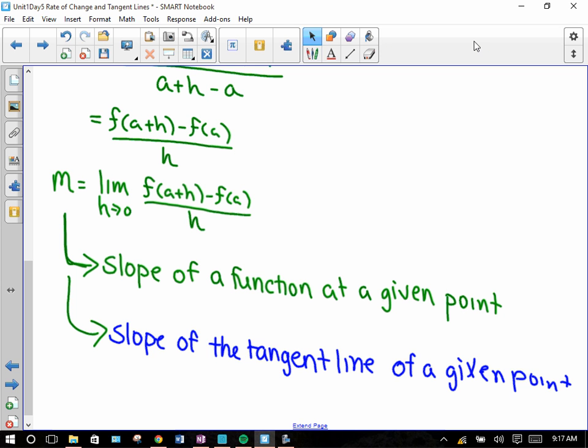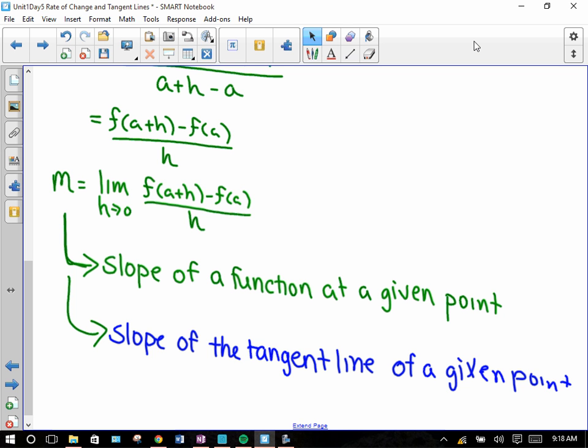So it's the same type of thing. If I ask you to find the slope of the tangent line of a function at a given point, I'm asking you to find the slope of the function. So the slope of the function at a given point and the slope of the tangent line at a given point is the same sort of idea. You're finding the same thing.